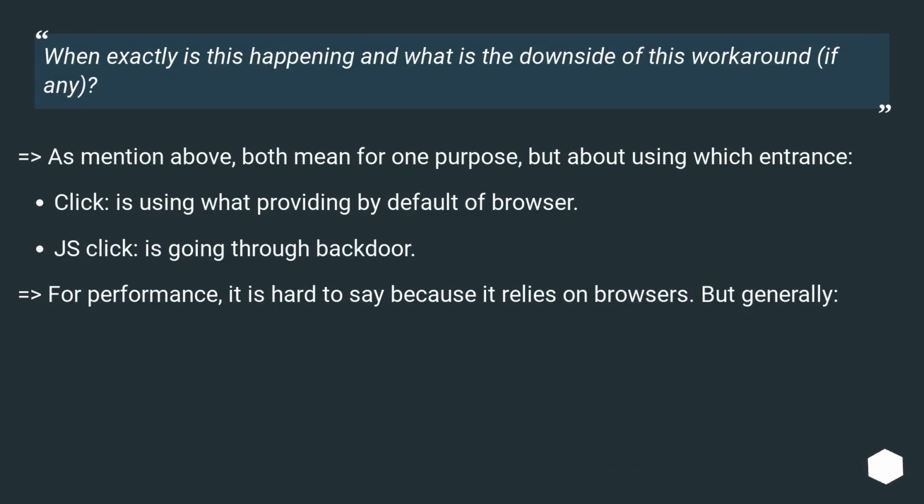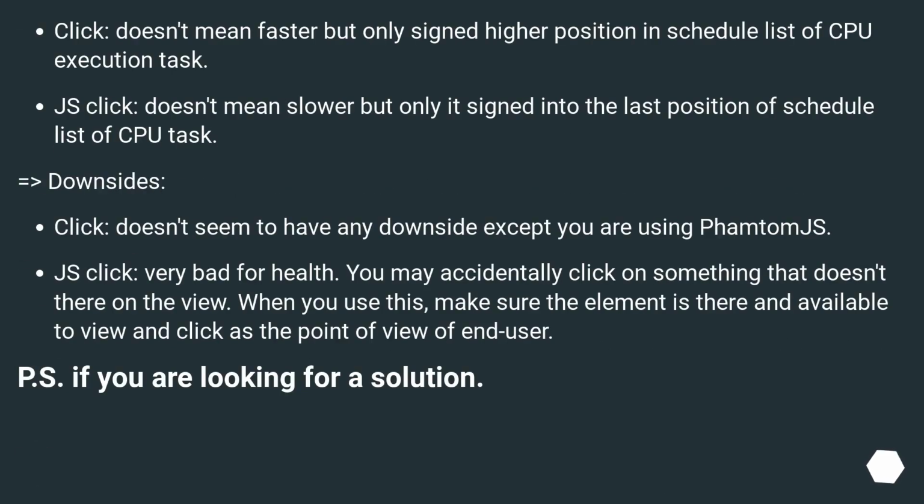As mentioned above, both mean one purpose, but differ in which entrance they use. Click is using what is provided by default by the browser. JS click is going through the backdoor. For performance, it is hard to say because it relies on browsers. But generally, click doesn't mean faster but only signed a higher position in the schedule list of CPU execution tasks. JS click doesn't mean slower but only that it is signed into the last position of the schedule list of CPU tasks.